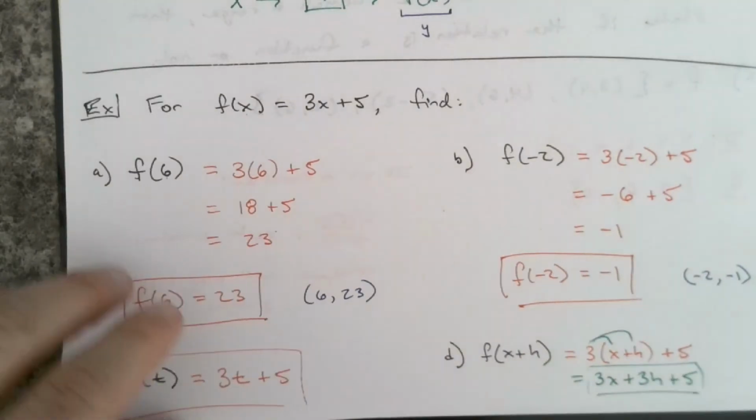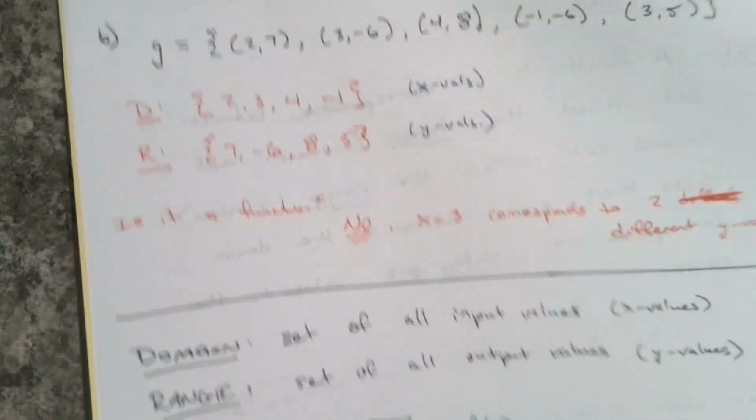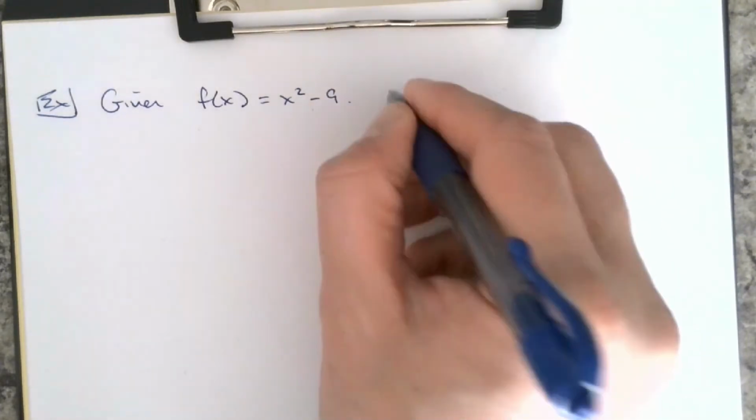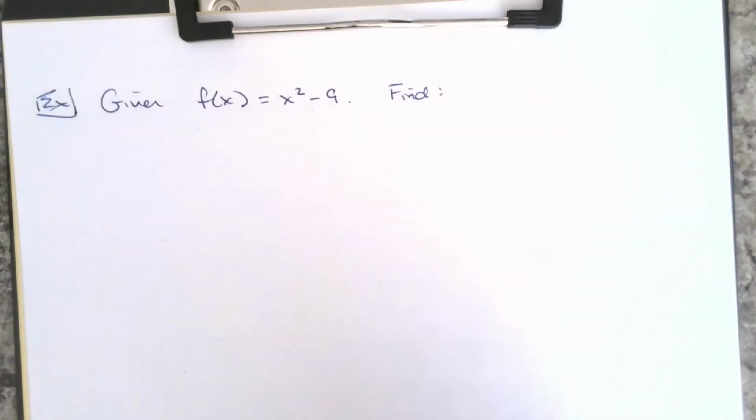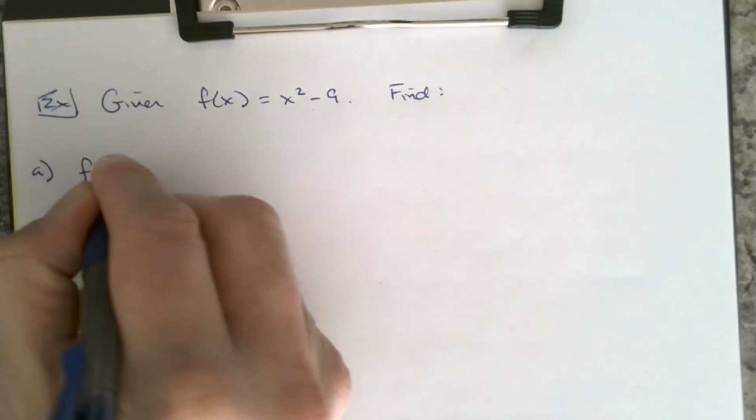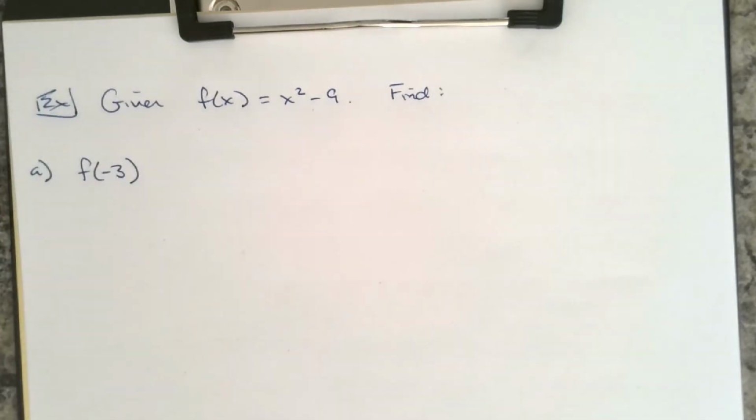Right, let's take a look at another one here. If I was to look at this example, so if I said, given f of x equals x squared minus 9, we're going to find the following. The first one I'll say is f of negative 3. And you may want to pause the video as you're looking at this just to try it on your own and then compare your answers.